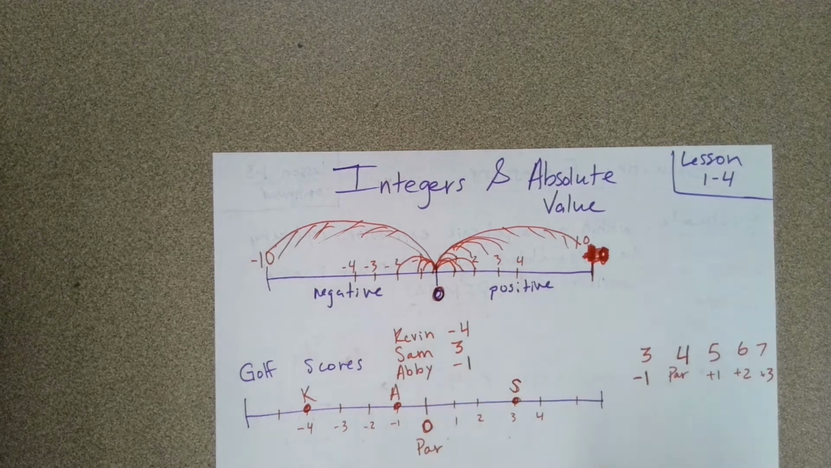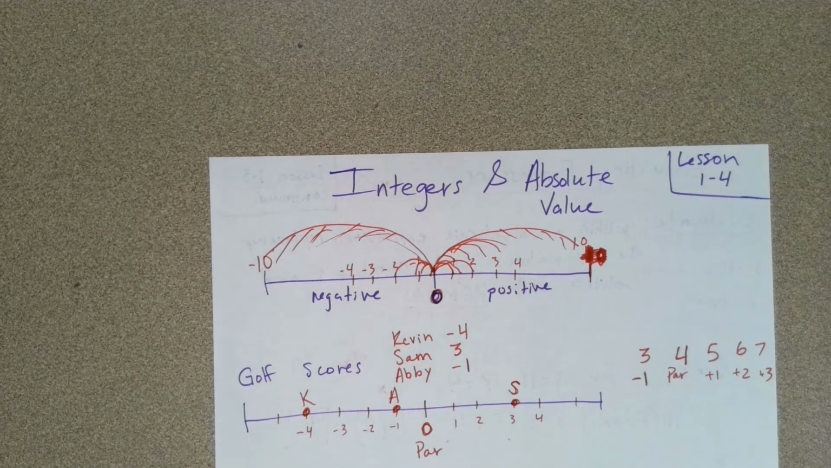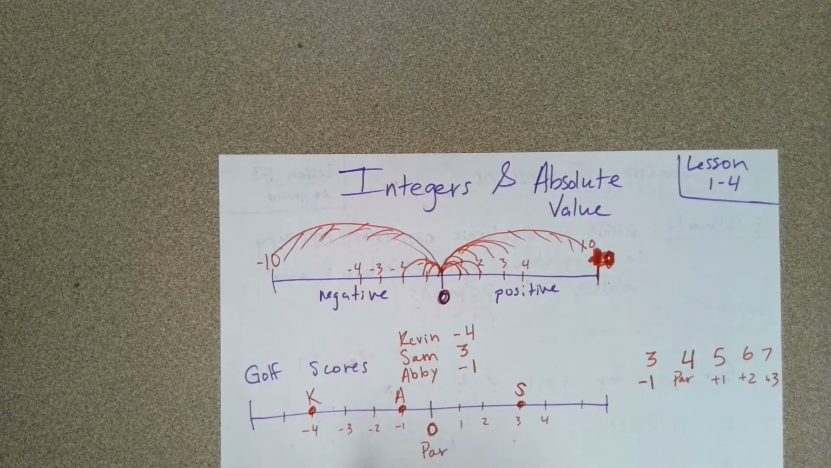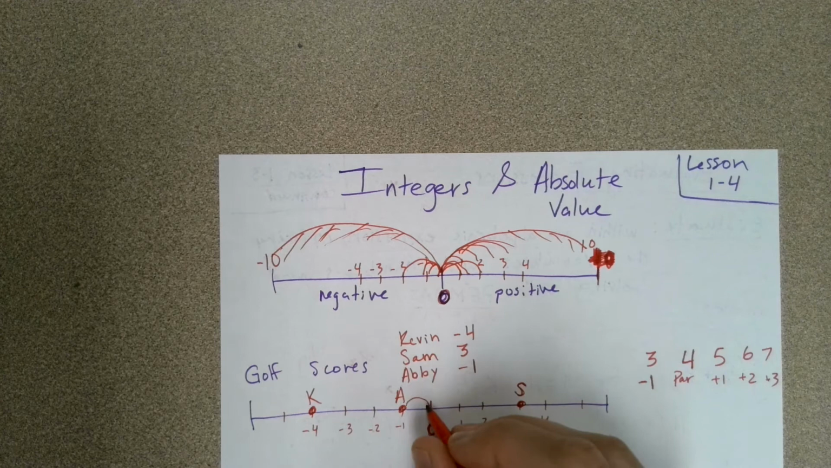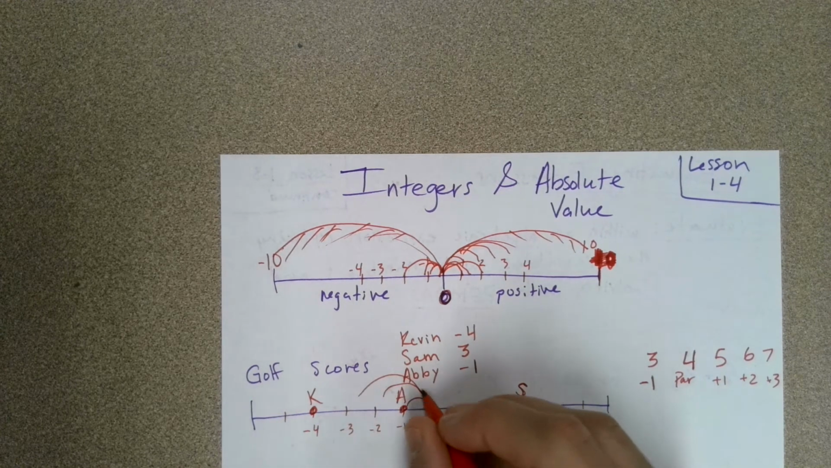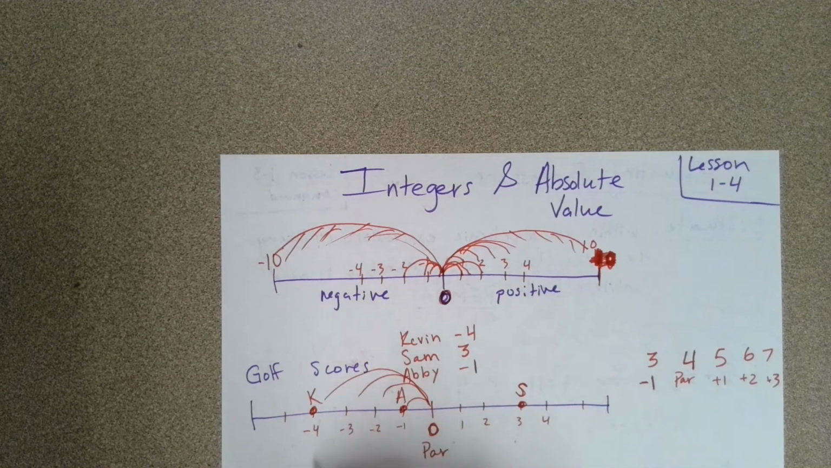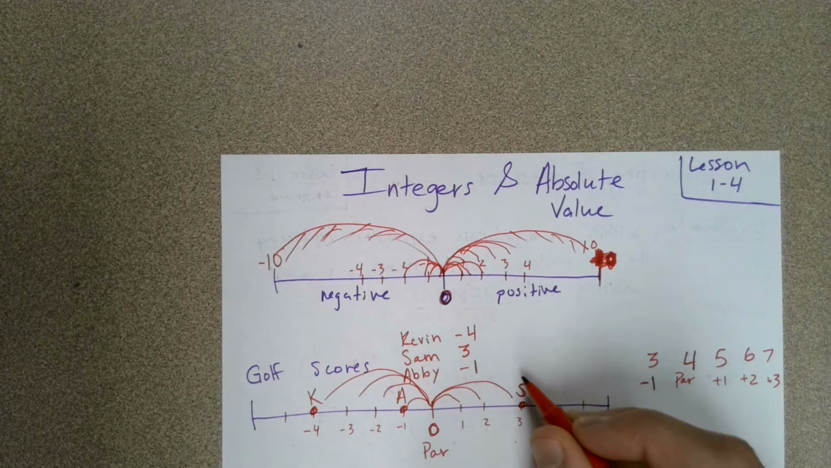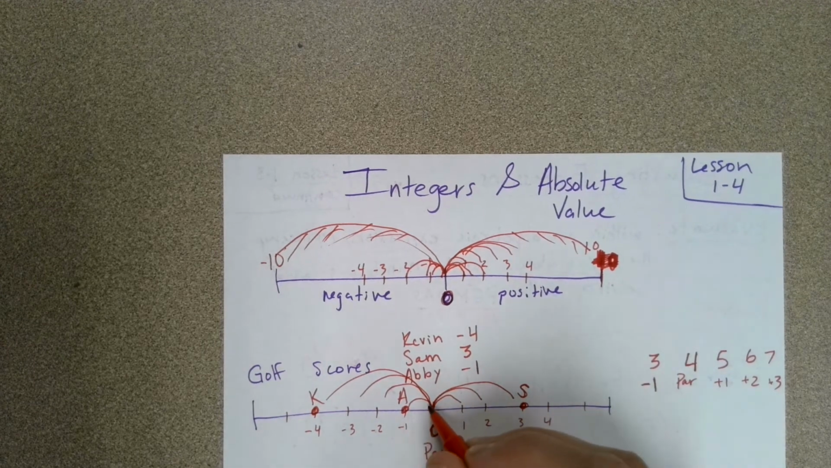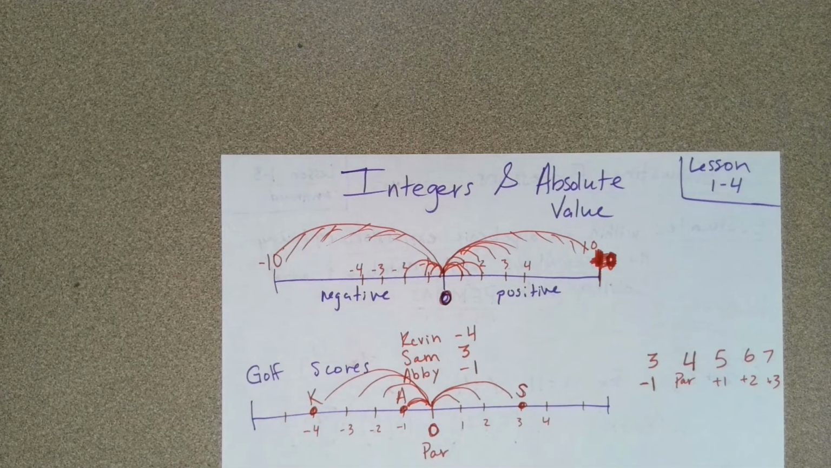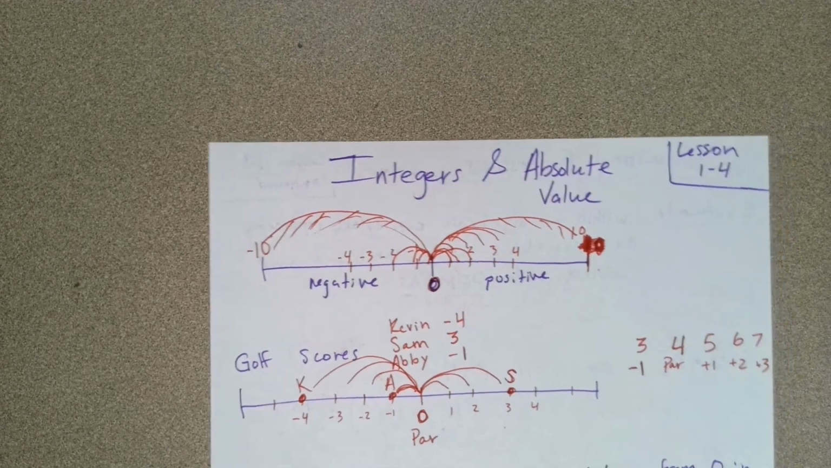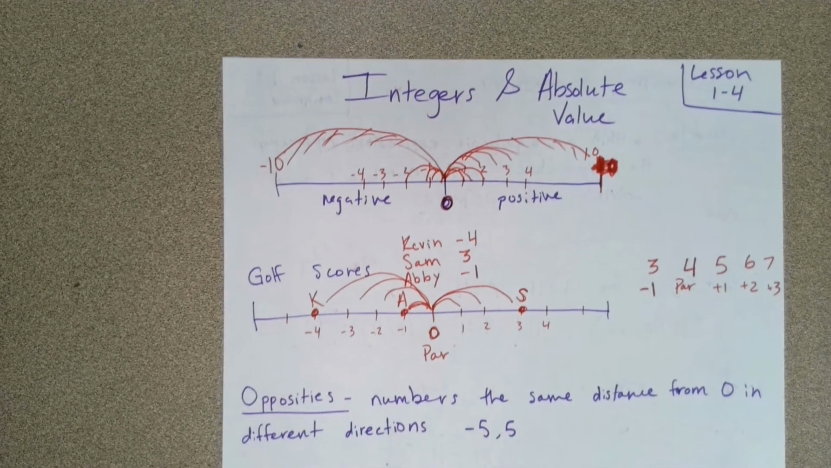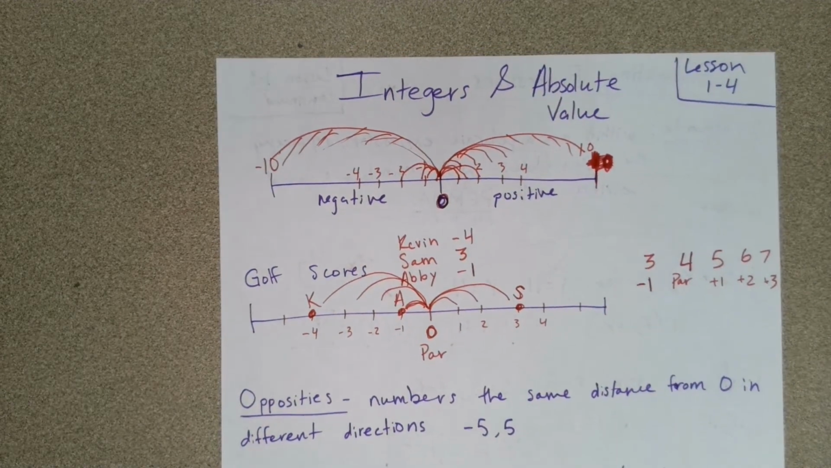Now, we can judge how well they did by how far they are from 0. Kevin did the best because in golf you actually want a lower score. Kevin did the best because he is 4 jumps away from 0. He's down here. Sam is in the opposite direction, but is 3 jumps away. And Abby is 1 jump away. This will make more sense as we carry on, but I just want you to get this idea of jumping from 0.